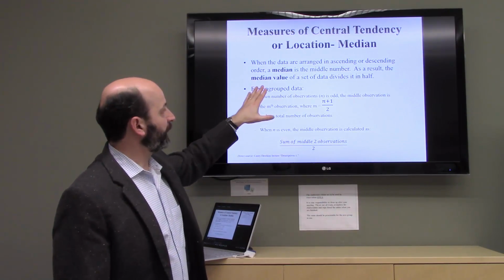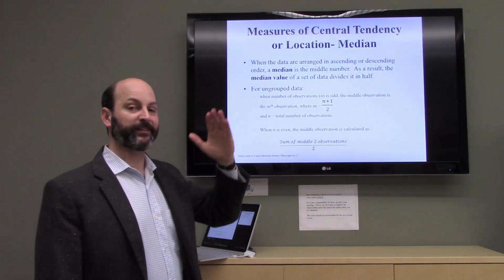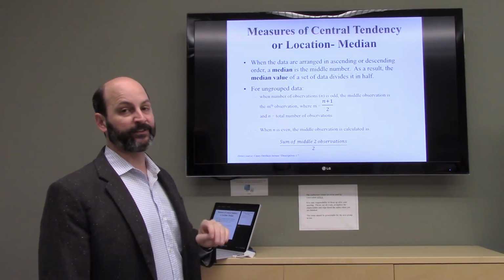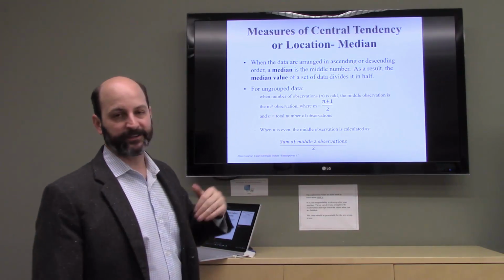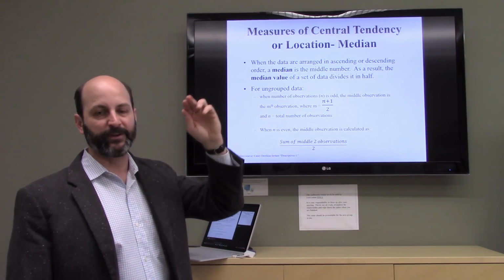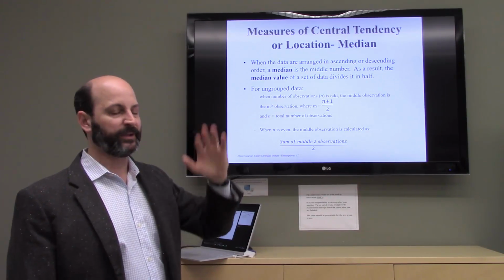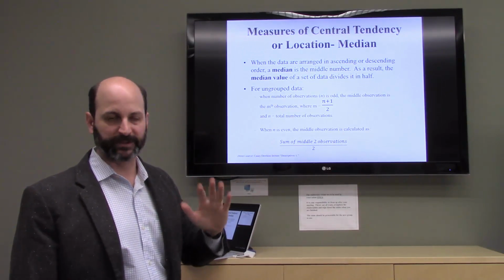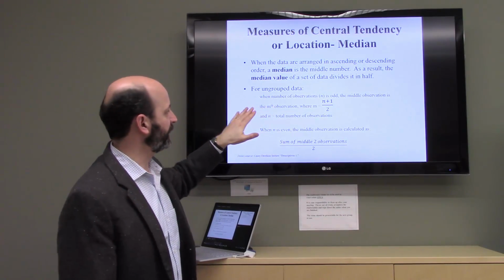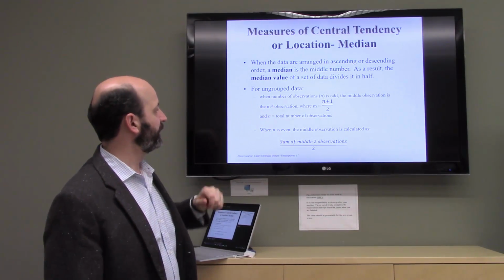When the data are arranged, right, before we talked about tallying data, but now we can actually just take the data and rearrange it in ascending or descending order. The median is simply the middle number in that order. If you go from the lowest value to the highest value, for example, it really is just looking at the middle number. As a result, the median is a value of a set of data.